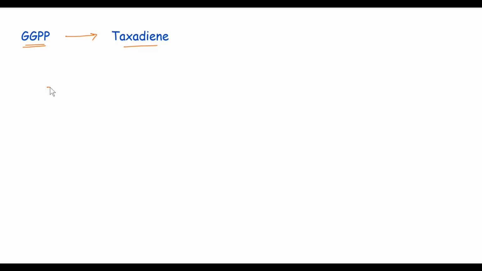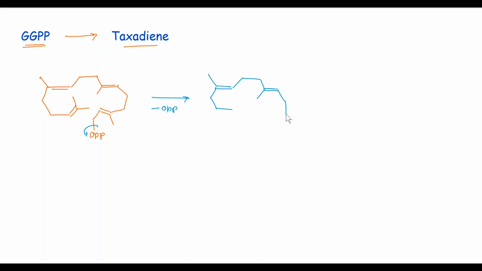So the first structure of GGPP. So in the first step, loss of pyrophosphate takes place, formation of a cation. So we get the next step, electrophilic addition to this carbocation and formation of a new tertiary cation takes place. Here is positive charge, here CH2.